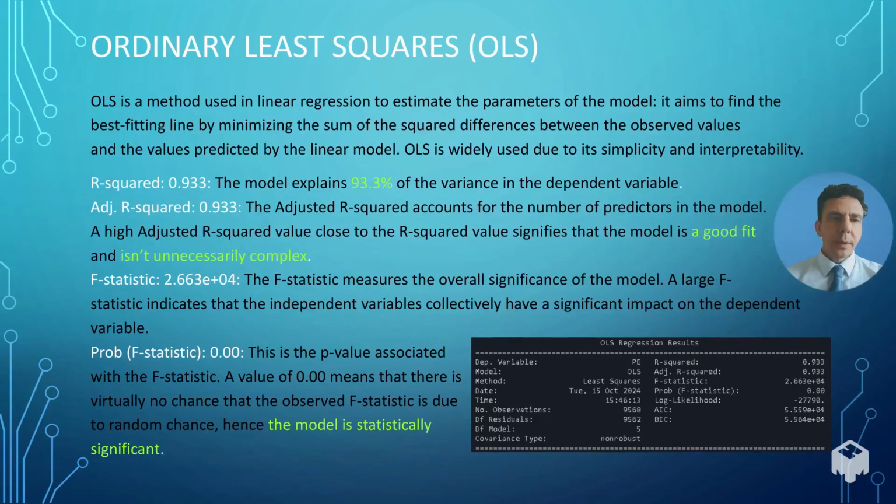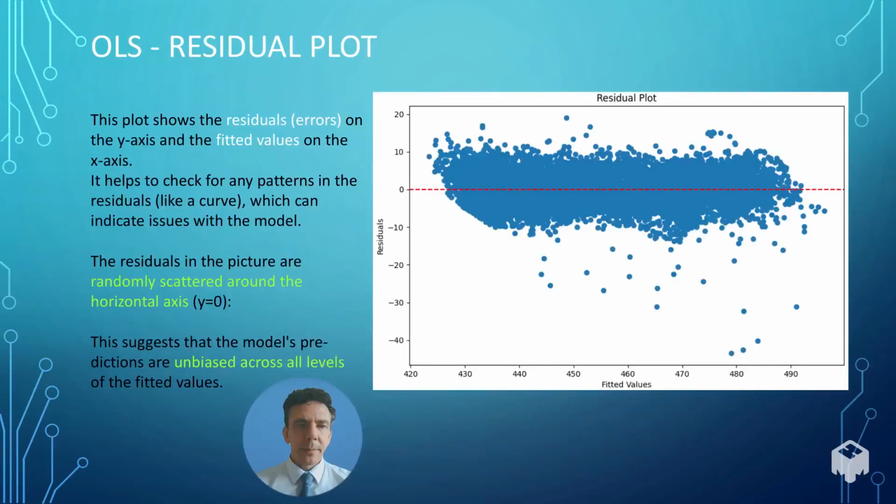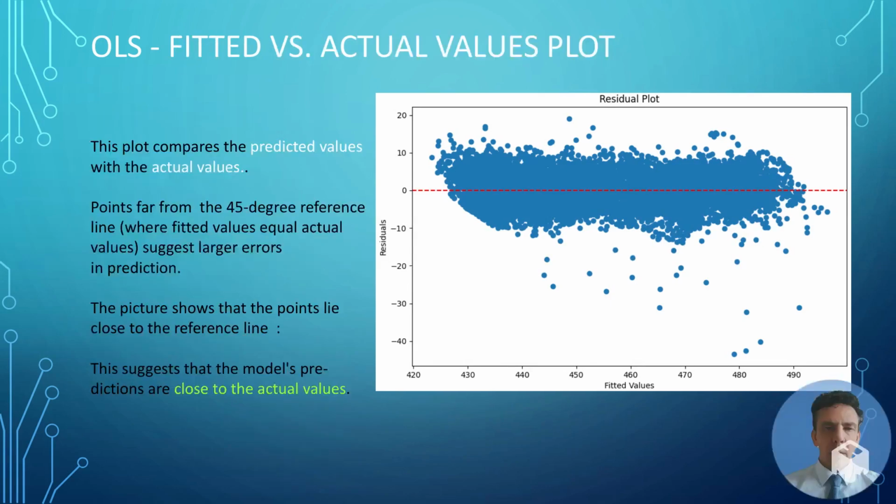We now check with the ordinary least squares. Why do we use it? Because it is a model that aims to find the best fitting line by minimizing the sum of the squared differences. It is widely used for its simplicity and interpretability, and it shows that the model is statistically significant. If you look at the diagrams, it shows that the model predictions are unbiased across all levels of the fitted values, and also that the predictions of the model are close to the actual values. So the conclusion is that linear regression is good enough for this case.